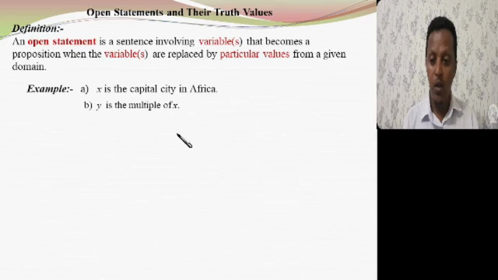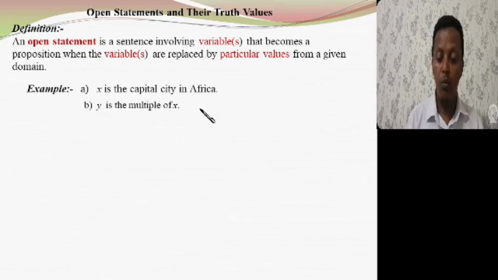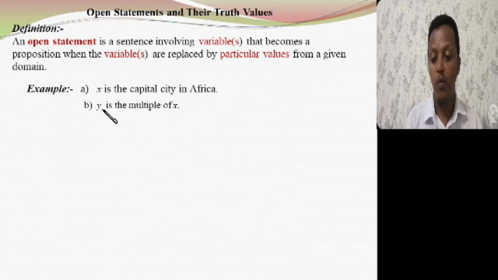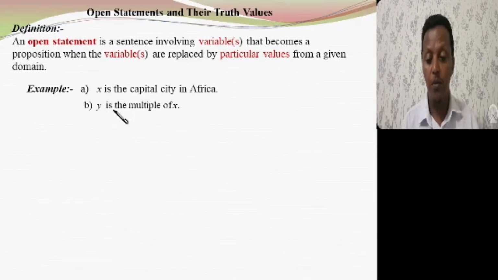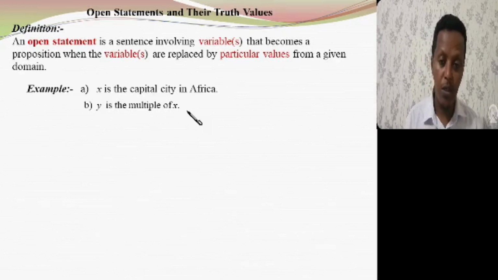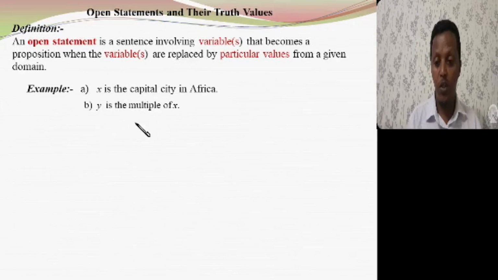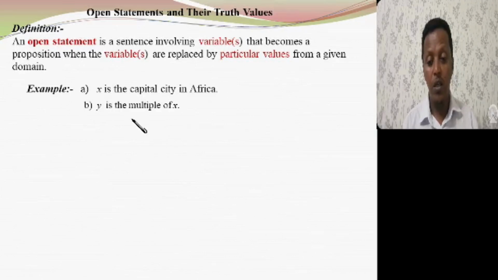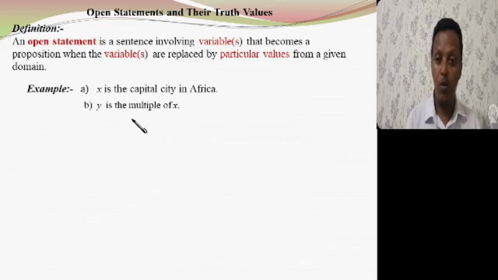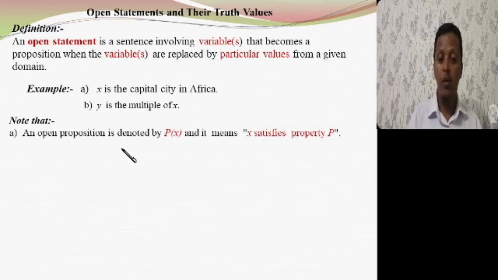Now, an open statement may contain more than one variable. For example, if you take y is a multiple of x. If we replace x and y with numbers from the domain, this becomes either true or what? False. So this is the definition of open statement. By the way, it doesn't mean every sentence containing a variable is an open proposition.